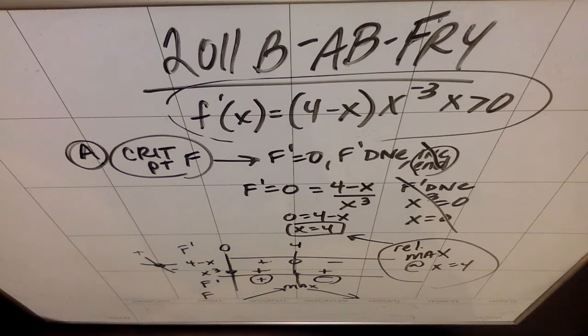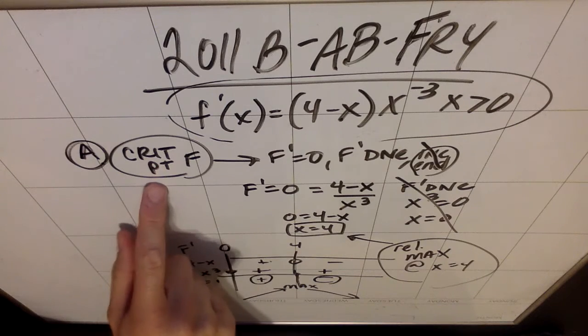Remember, if you're using sign charts to justify your work, it is super important that you label your sign chart, right? I made it clear that I'm talking about f prime here, and that then I'm talking about f when I talk about the up and down arrows. Cool. Part B. Find all intervals on which the graph of f is concave down, justify your answer.